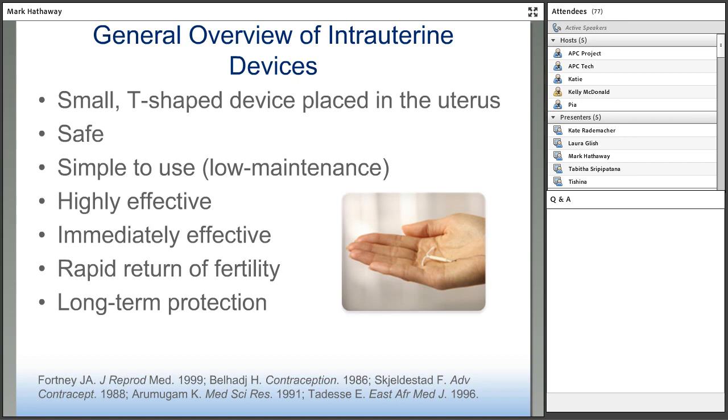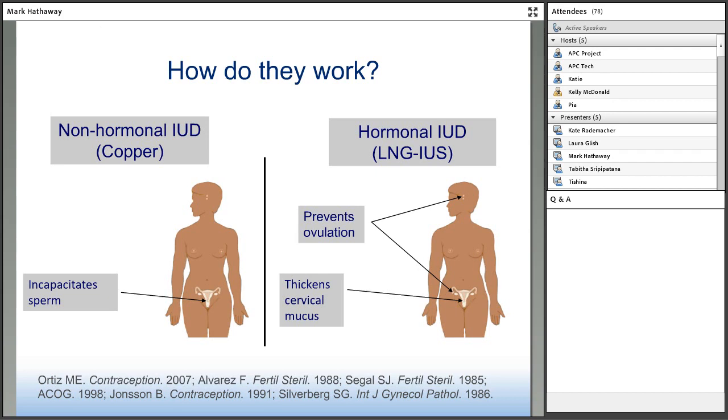Once placed in the uterus, they provide very quick and immediate protection from pregnancy. They also have a rapid return to fertility, or they're very quickly reversible. Once removed from the body, a woman returns to her previous fertility very rapidly. And they provide long-term protection from pregnancy.